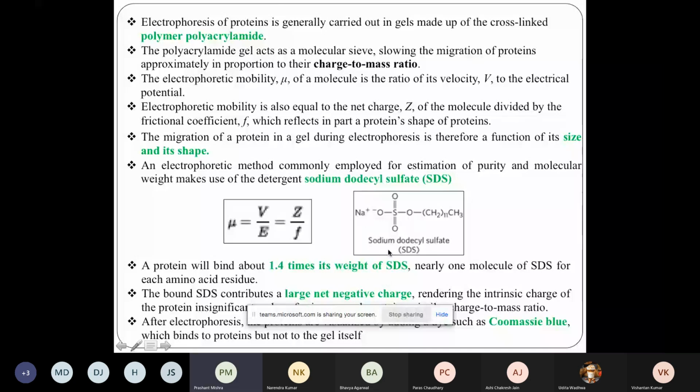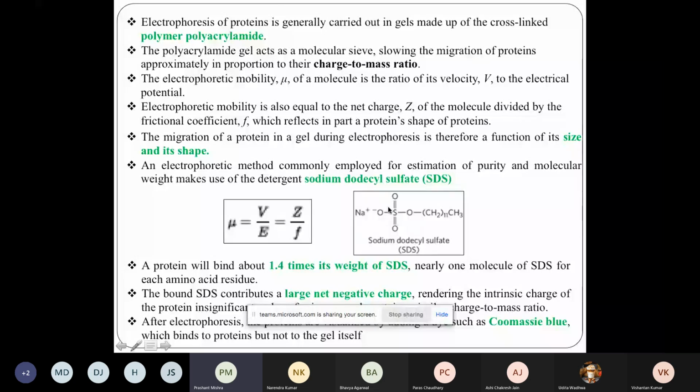And because of this binding, what will happen? The net negative charge on the protein surface will be very high. So because of the large net negative charge, the charge which is because of the protein, which is the intrinsic charge, will not be counted. So that becomes a negligible factor. And that is why when protein moves in electrophoresis, it is because of the charge to mass ratio and not because of the intrinsic charge of the protein.